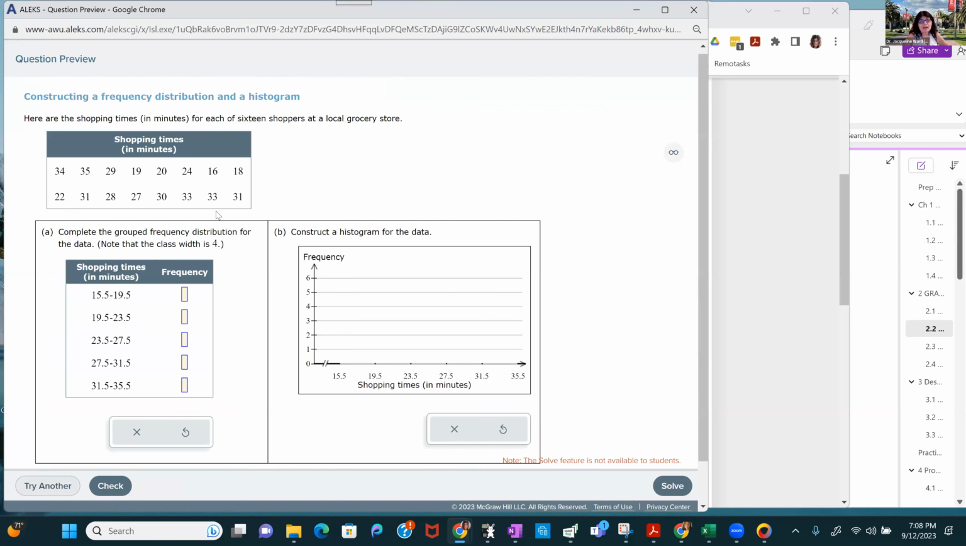16 shoppers, here are the shopping times. They've already created the classes for you. The class width is 4. Notice 15 and a half plus 4 gives you 19 and a half. We include the lower, not the upper, but there are no halves anyway. And then, what's between 15 and a half and 19 and a half? You've got those 3. So you can drag that one up, et cetera.